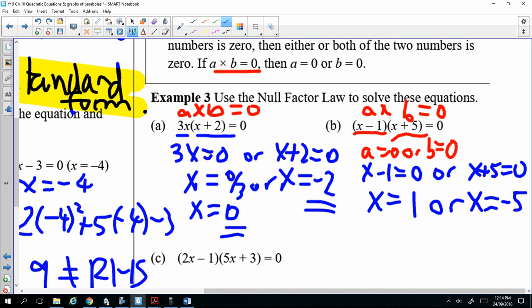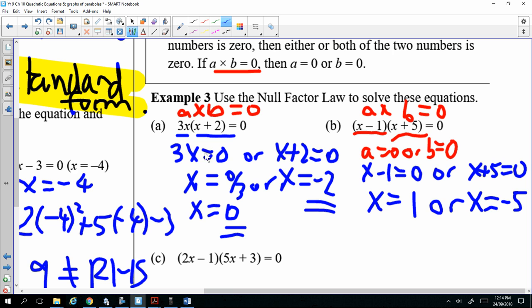X minus 1 is 0, because that's a factor, right? A times B is 0. In this one, why is it -2? Because x plus 2 is 0, because that's the first factor, for x equal to 0. The second factor is x plus 2. Both can be 0, because when they multiply to get 0, one of them has to be 0. One or both are 0.